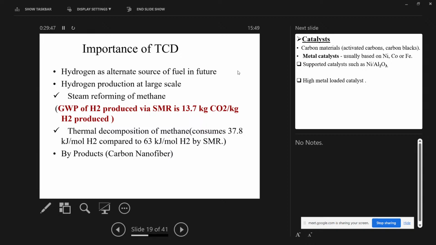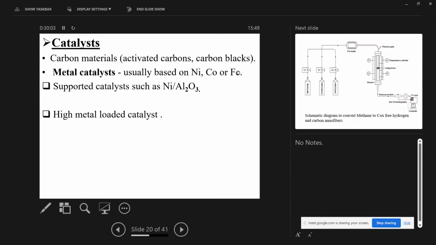That's why everybody is now coming up with various technological developments and insisting on this study for the last 2 decades, trying to develop a catalyst for this. Can you just go to the next slide, please? The important part in this process is the catalyst development.